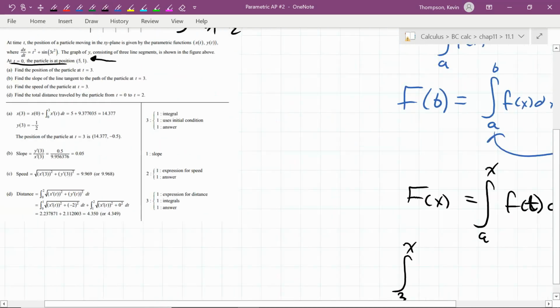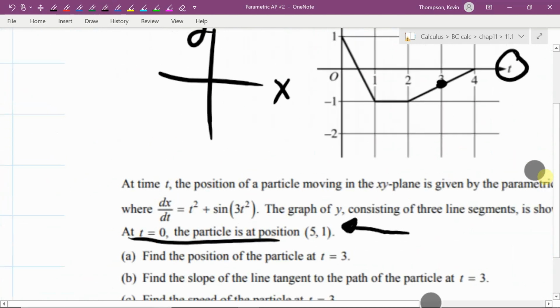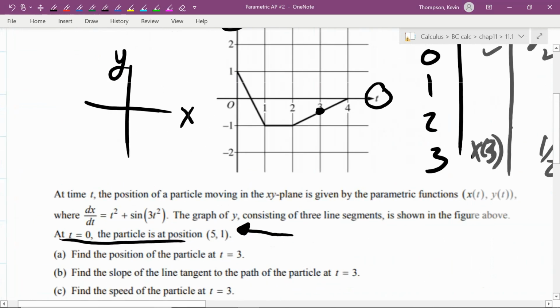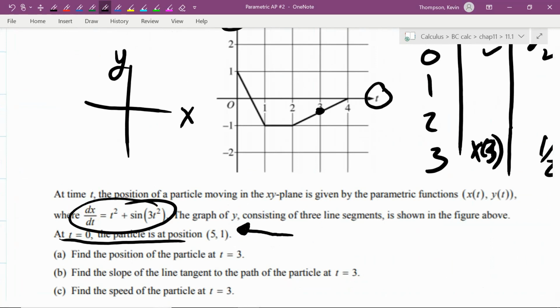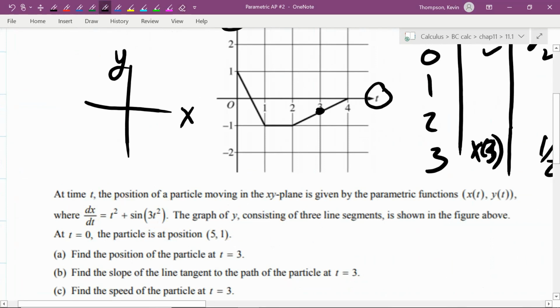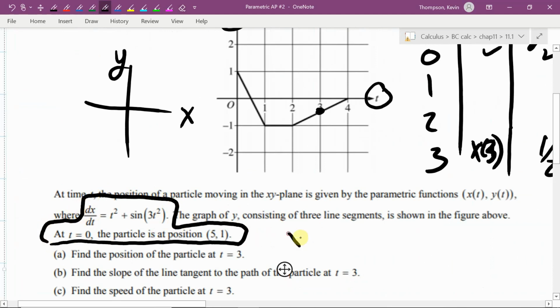So somehow this question is really like I have a dx dt. Now I can't just find that antiderivative, because wouldn't there really be some constant that's connected to that capital F of a? So at t equals 0, the position is 5, 1. Somehow, with those pieces, I need to write x of t is equal to some integral.